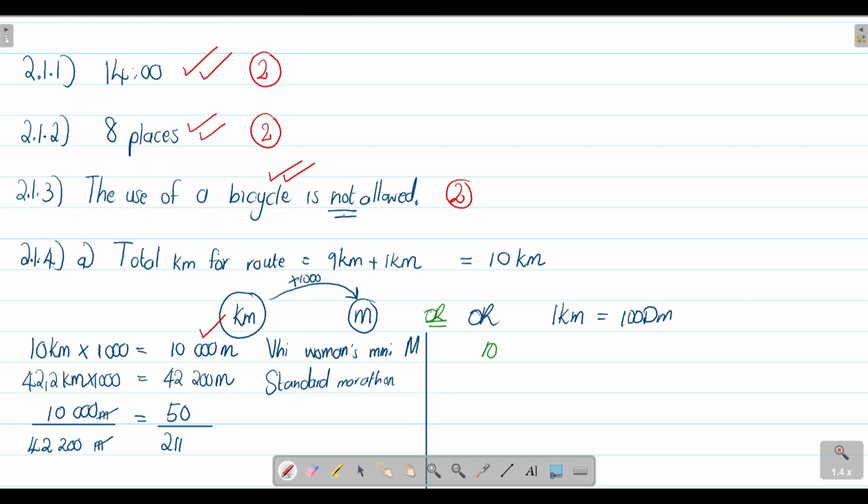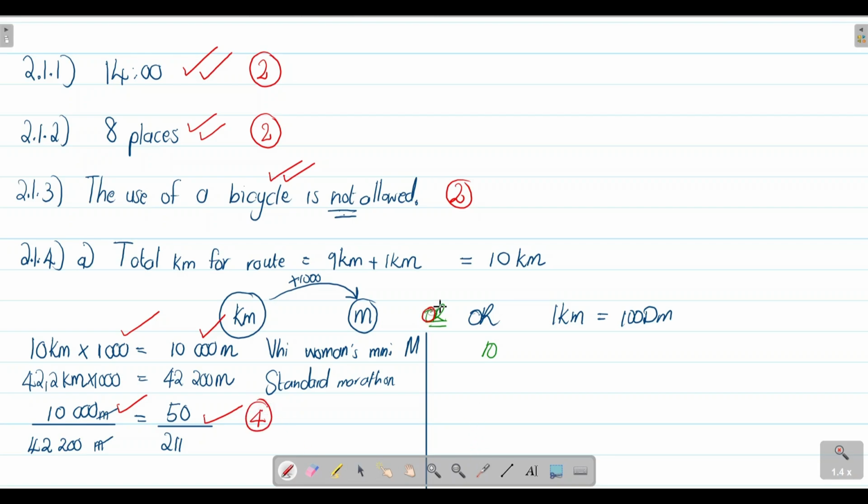Seeing that you need to say 10,000 multiplied by 1, and then obviously your final answer. Then you'll get a mark for showing that you take that 10,000 and you divide it by 42,200, and you'll get another mark. Then you'll get another mark for leaving your answer as a fraction in simplified form, which is 50 over 211, right? So that is basically for 4 marks, right?